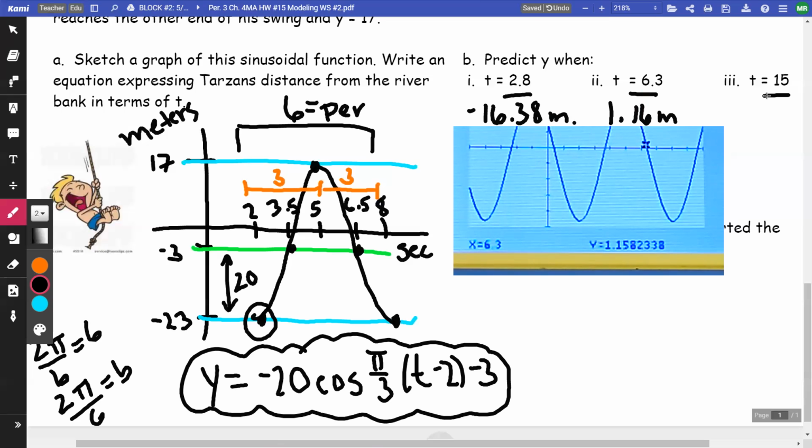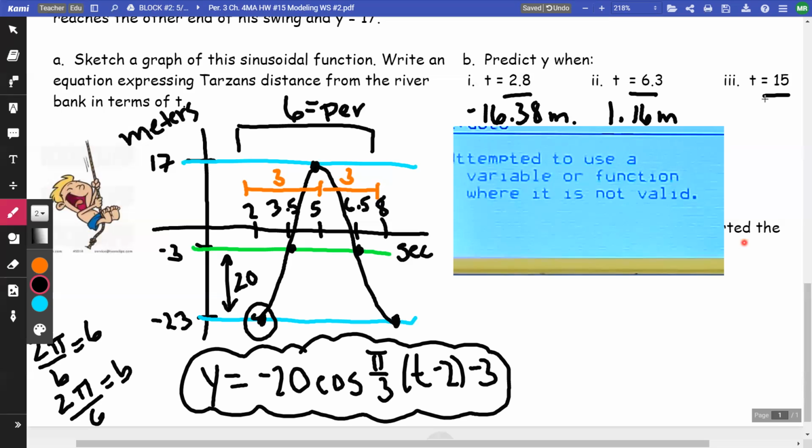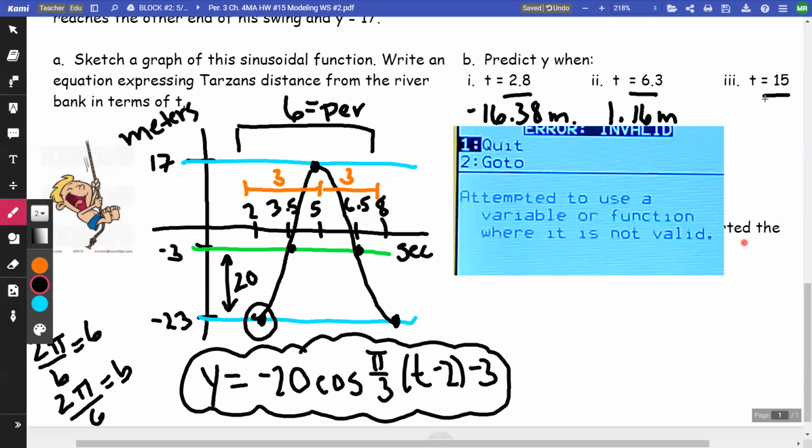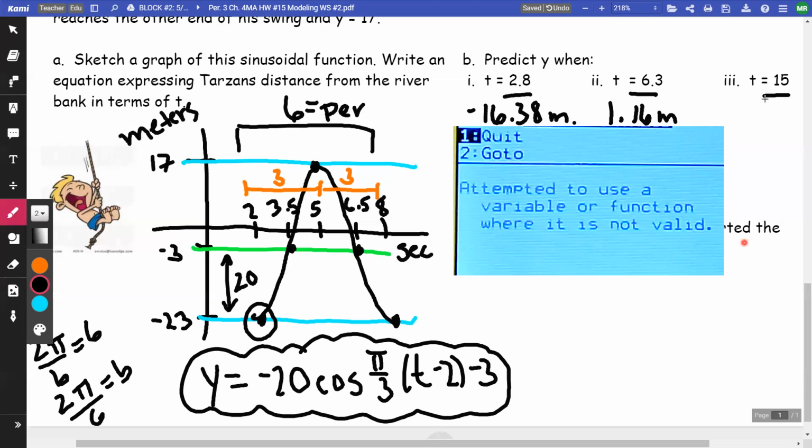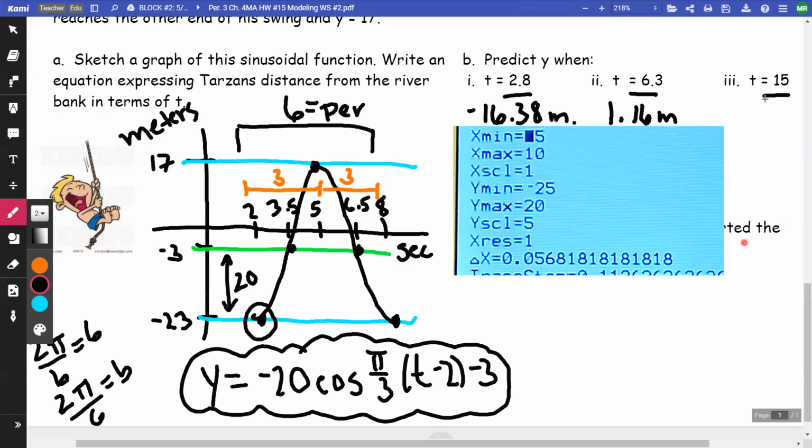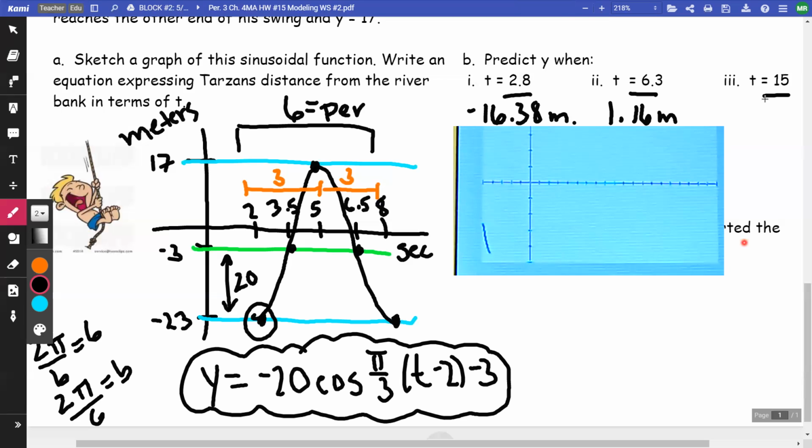Now this one here, 15. I only went out to, I think, 10. So this 15 is not going to be showing. If I was to put it in, just to show you, since it's not on my screen, it's going to say error, invalid. It needs to be in your window. So I'm going to quit out of that and go back to my window and let's just put this to 20 now. That way I can be on my 15. Hit my graph again.